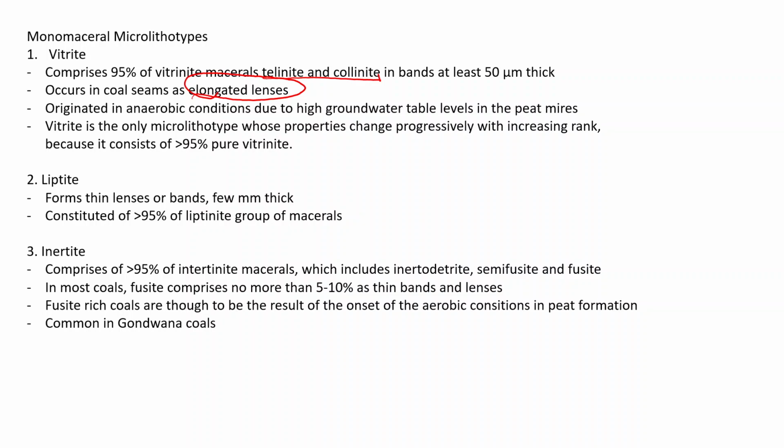And same thing with the inertite, which comprises more than 95% of the inertinite macerals, which include inertodetrinite, semifusinite, and fusinite. So these are the microlithotypes of the inertite microlithotype group. In most of the coals, fusite comprises no more than 5 to 10%, and these coals are thought to be the result of onset of aerobic conditions in the peat formation, commonly found in the Gondwana coals.